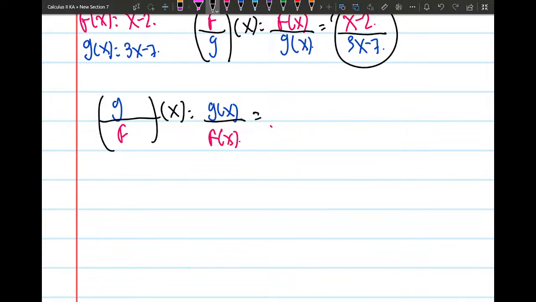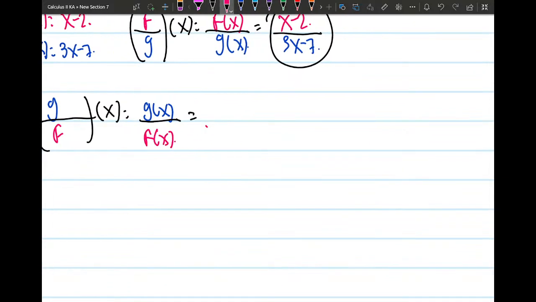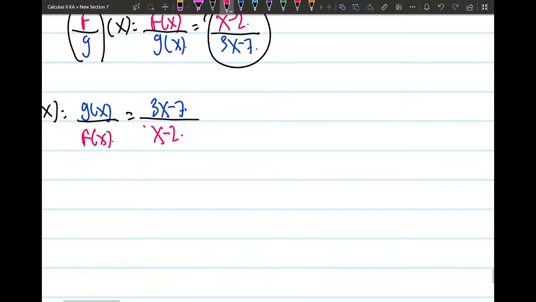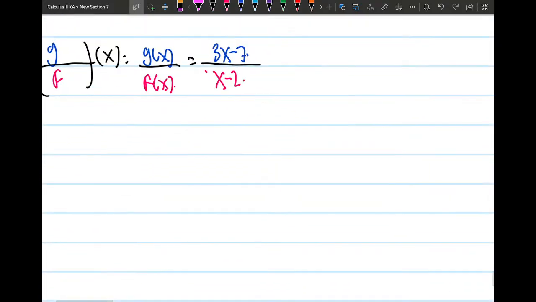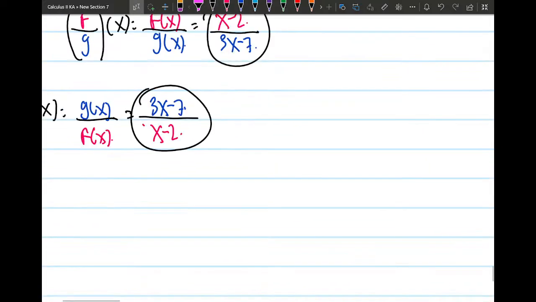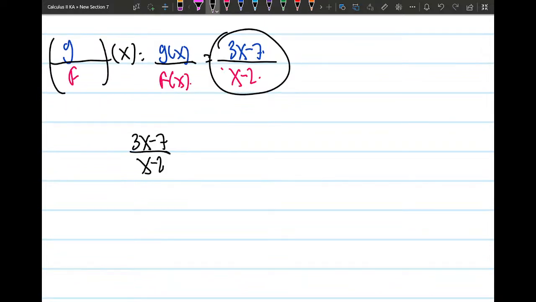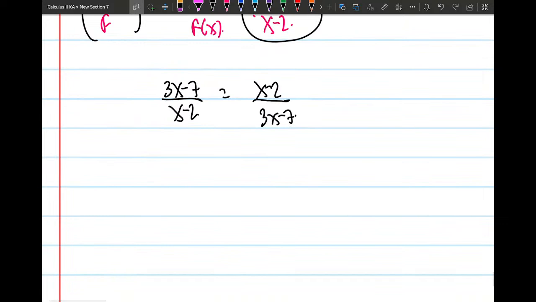And so doing this, we end up with (3x minus 7) over (x minus 2). And like I said, guys, if I have these two things, let's say I want to know if (3x minus 7) over (x minus 2) is equal to (x minus 2) over (3x minus 7). If I plug 1 in here, let's do x equals 1.